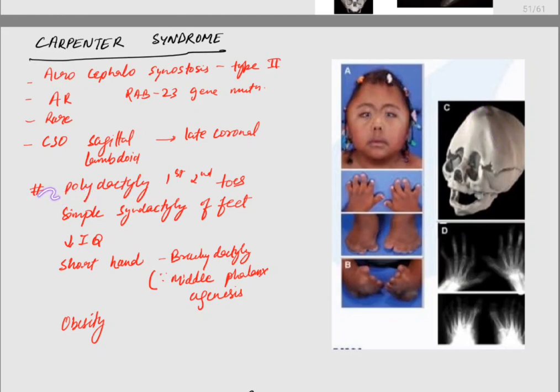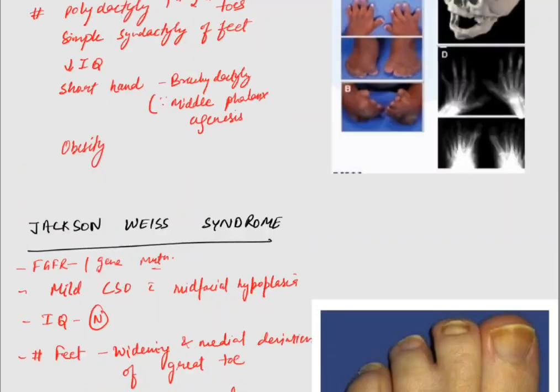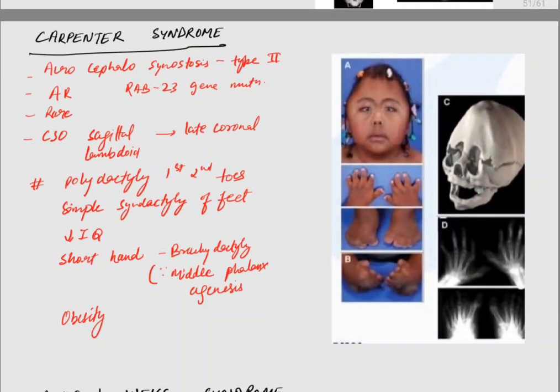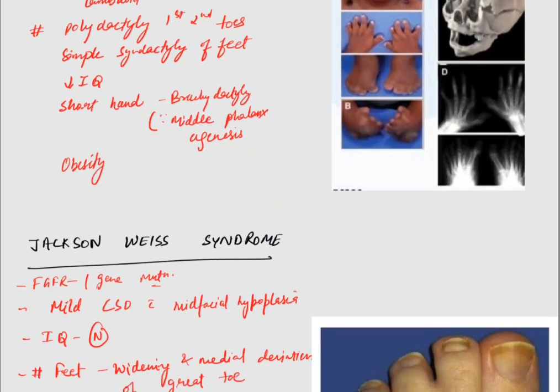There is characteristically polydactyly of the first and second toes. There is simple syndactyly of the feet, IQ is low. There is short hand, brachydactyly. Middle phalanx, there is agenesis. This condition is also associated with obesity. We can remember Carpenter syndrome by Carpenter cutting his middle phalanx.